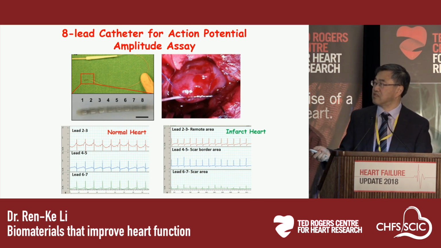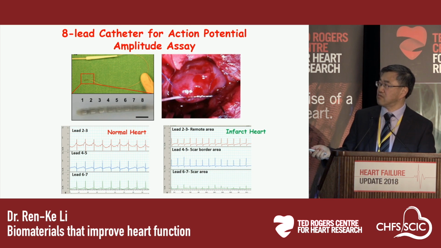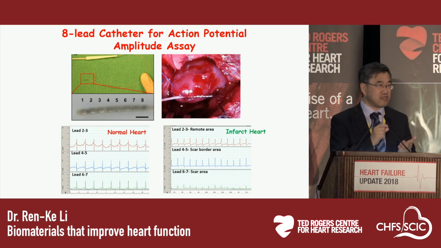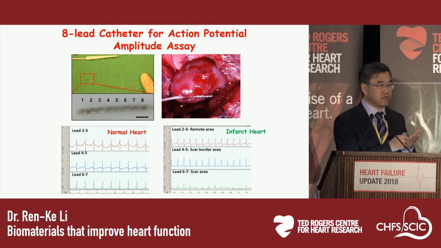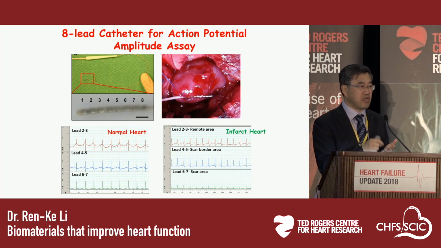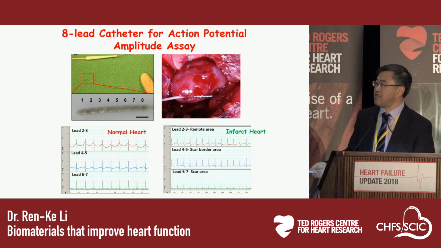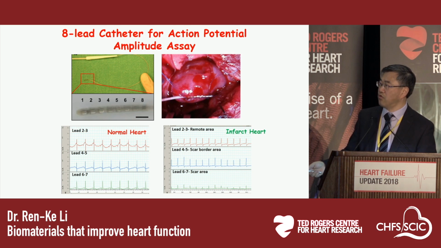So what we did is we put 2 leads. We suture this catheter on the top of the surface of the heart. We put 2 leads at the normal region, 2 leads at the border zone, and 2 leads on the scar tissue. And then we record all these action potentials.